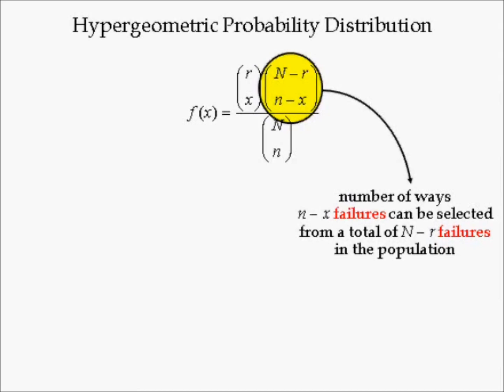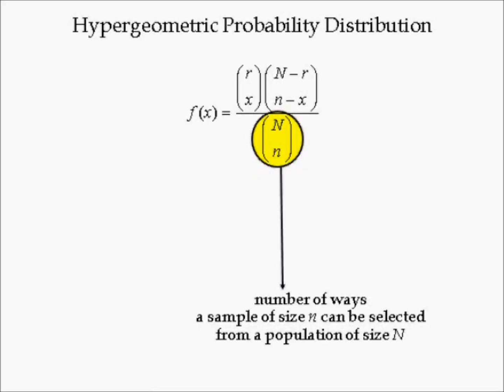If 3 of the 5 randomly chosen male students from the campus directory can play, then 2 of the 5 cannot. So n minus X would be 2. Big N choose little n is the number of ways little n can be selected from the population of size big N. If 50,000 male students have attended the university over the last 10 years, and 5 are randomly chosen from the campus directory, then big N is 50,000, and little n is 5.